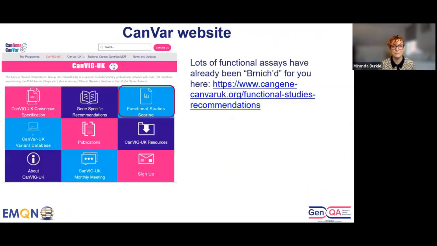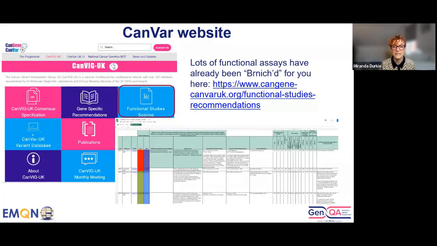Next slide, please. So some good news is that lots of this work has already been done for you. If you go to the CAMVAR website, and the link is in there, and you click on the button saying functional studies, then it brings up this XLS, and these are all studies where the CAMVIG steering advisory committee have already gone through some of these assays, included lots of detail, and then given you the strength of PS3 and BS3 that you can use. Obviously, if it's not on there, then you would have to do the calculator for yourself.